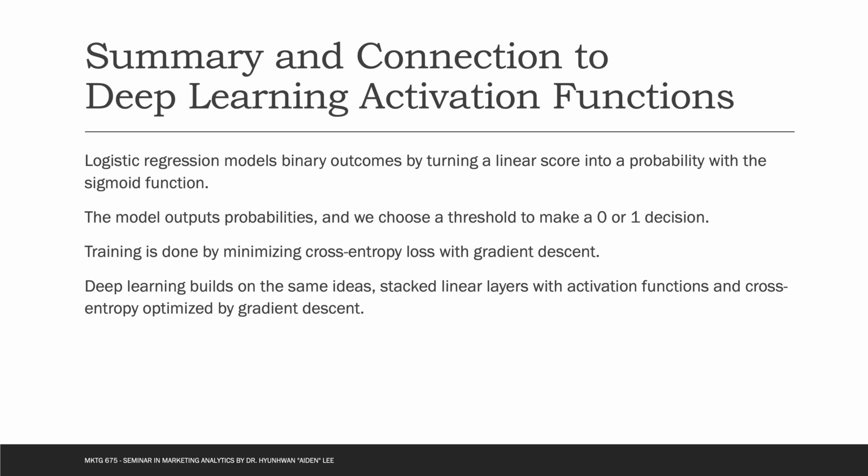Deep learning simply builds on the same ingredients: multiple linear layers stacked together, activation functions such as sigmoid or ReLU applied after each layer, and the same cross-entropy style loss optimized by gradient descent. If you understand logistic regression well, you already understand the core building blocks of modern neural networks.